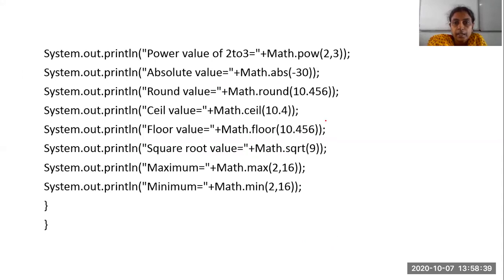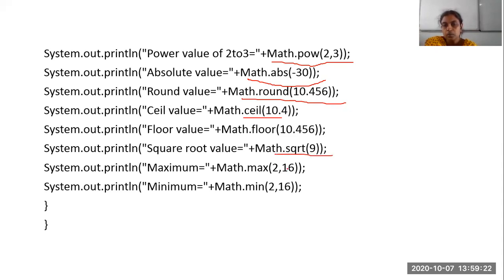Apart from that, I have the power function. If I want 2 to the power of 3, I give Math.pow of 2 comma 3. I want the absolute value, that means the negative sign should be removed and it should give the positive number, so Math.abs. For round off, instead of 10.456 it should round off the value and give 10.5, or it should give 10.4. So I can use Math.round. Ceiling means to the highest level, so 10.4, when I apply ceiling, it will become 11. Floor means to the bottom level, 10.456 will adjust to the bottom level and give 10.